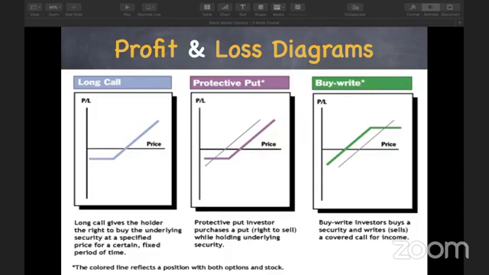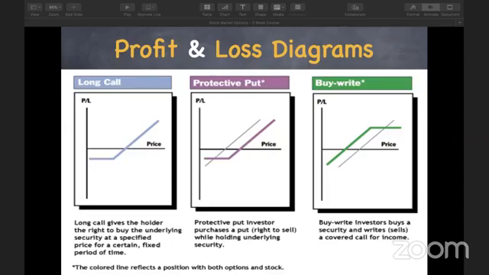Protective put, we'll look at that as well. That's basically you're paying money to make sure you can sell your stock to somebody else at a higher strike price, so you don't lose. It's like an insurance policy. And then you have the buy-write, which is the covered call strategy, one of my most popular strategies, where you own at least 100 shares of the underlying asset and then you sell calls against it and collect the premium.